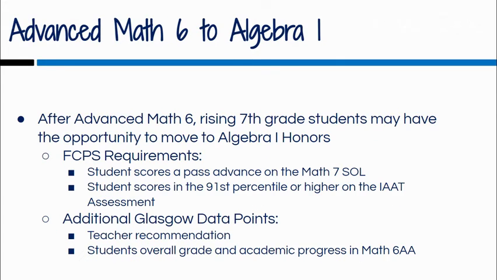Here's a look at the pathway from Advanced Math 6 to Algebra 1. After taking Advanced Math 6, rising 7th grade students may have the opportunity to move to Algebra 1 Honors. These are the FCPS requirements. Students need to pass advance on their Math 7 SOL, and they should also score within the 91st percentile or higher on the Iowa assessment. Additionally, at Glasgow, we look at teacher recommendations, as well as the student's overall grade and academic progress in their current math class.